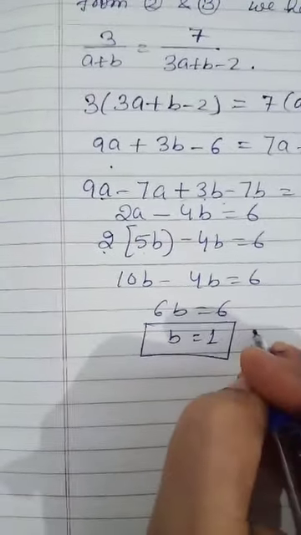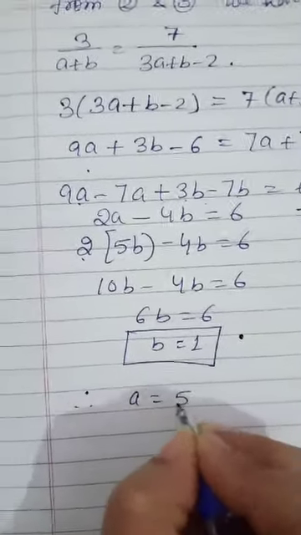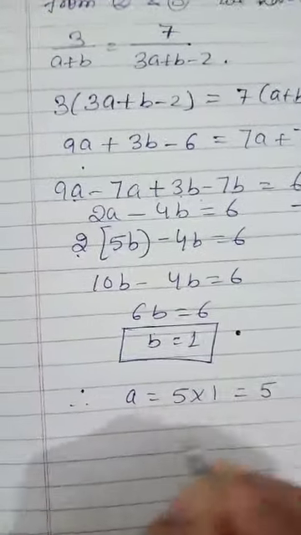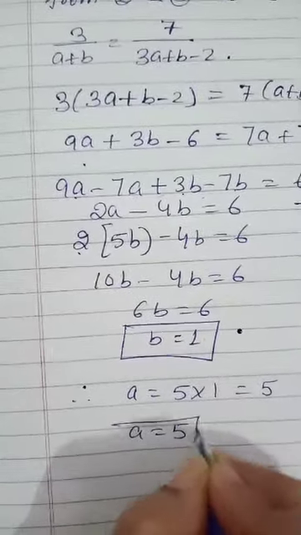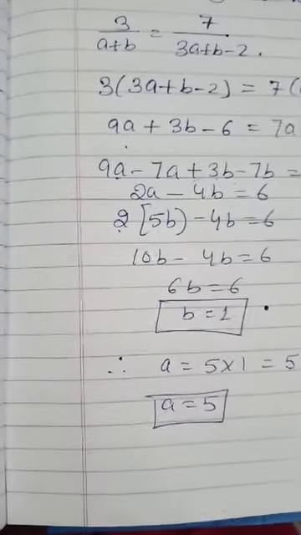Now put the value of b in third equation. Therefore a is equal to 5 into 1, that is 5. So a की value हो गई 5. A is 5, b is 1. So this is the solution of second question.